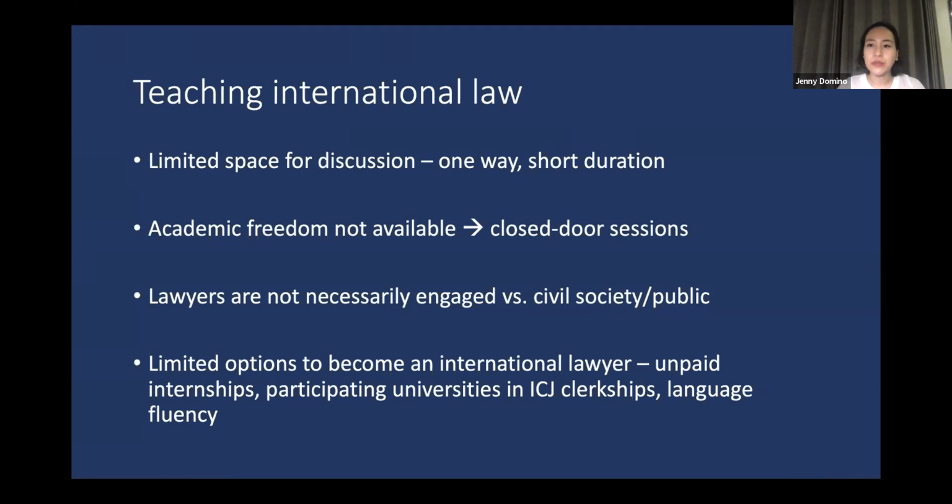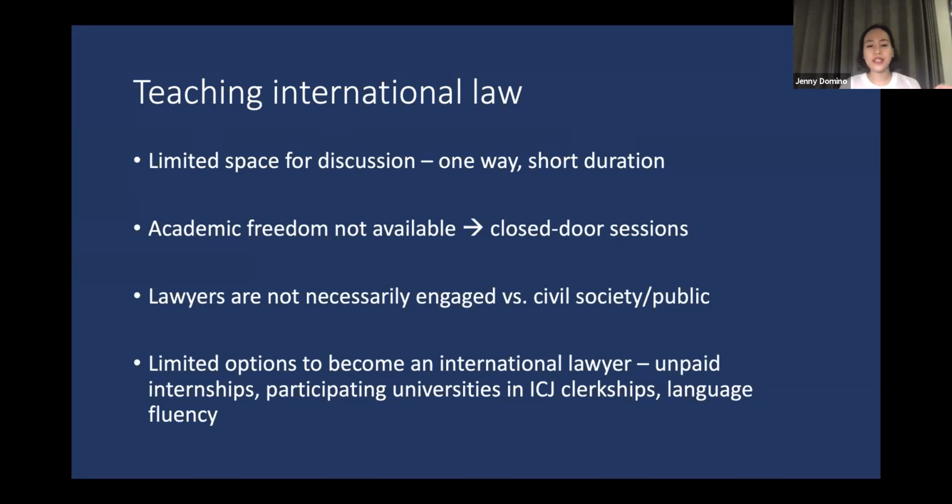And another important point that I'd like to share is that because of these alternative spaces, lawyers are not necessarily engaged, and therefore you have many lawyers who may know a lot about domestic law but not about international law. But the upside is that you also have a lot of non-lawyers who can access the writing or the workshop.